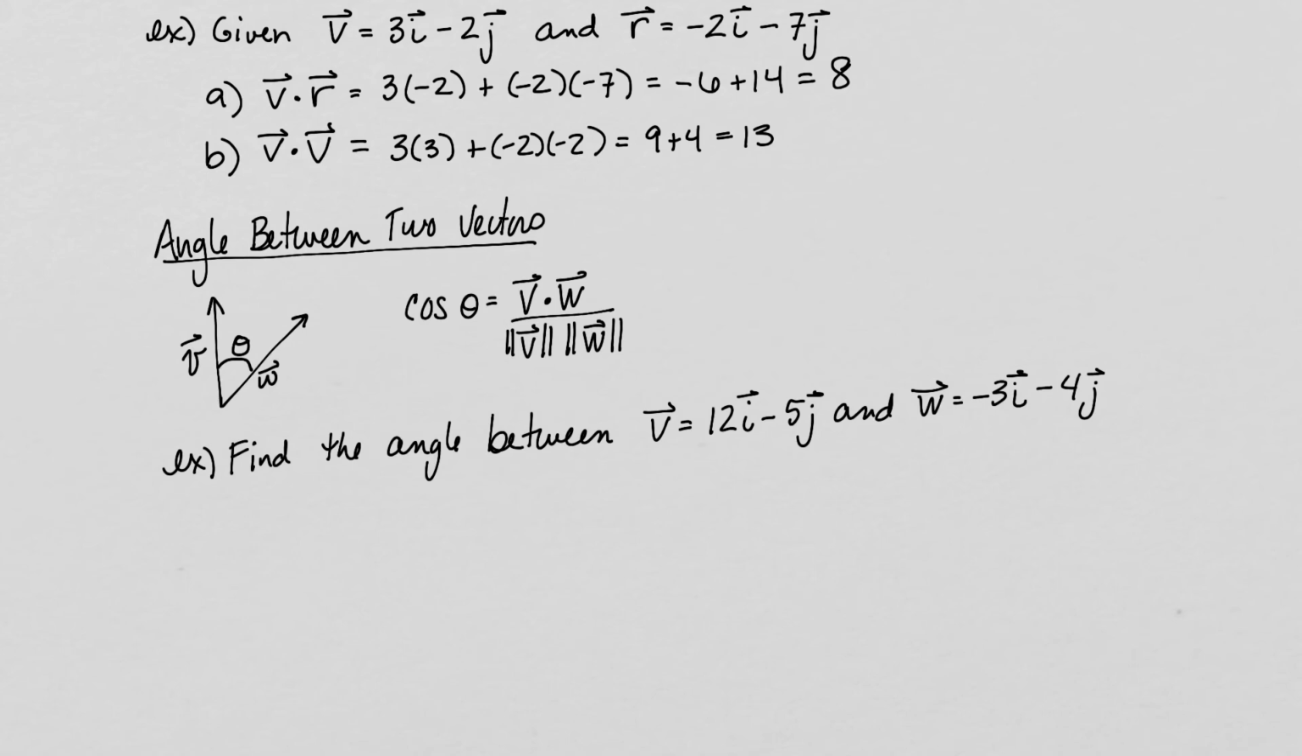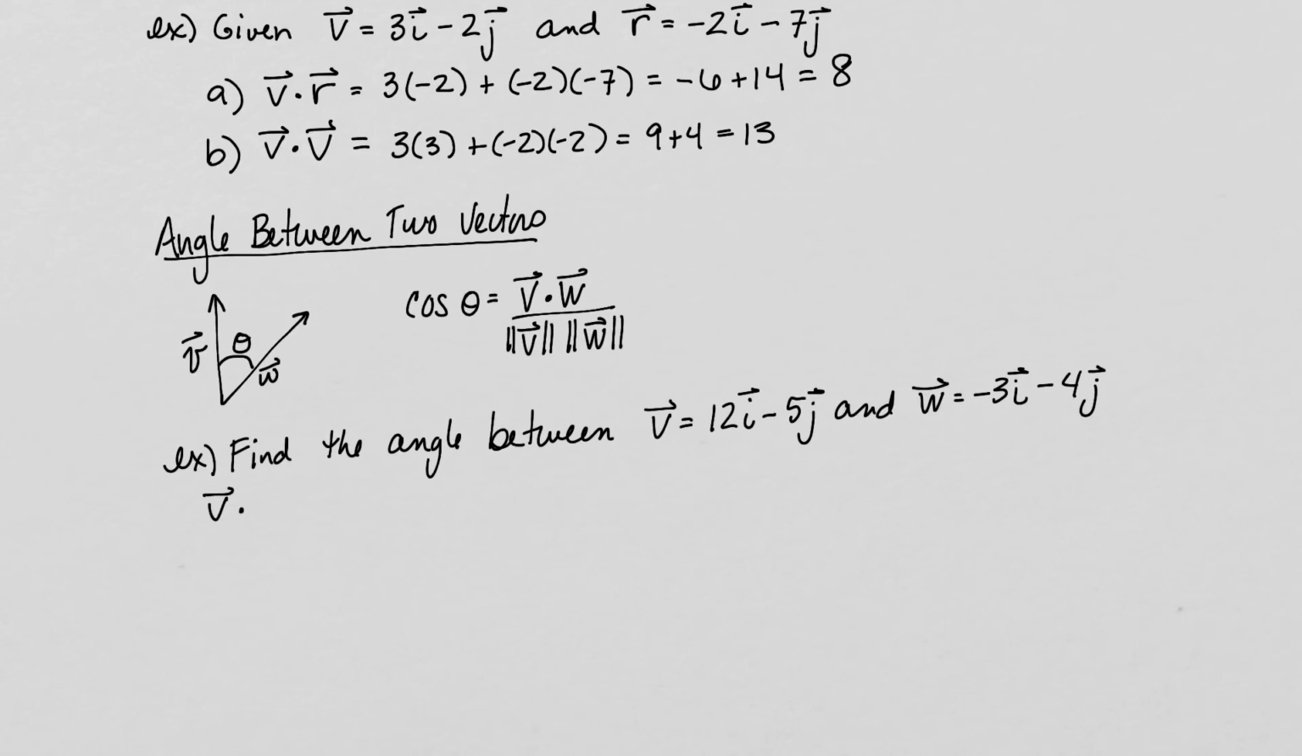So we're just going to plug in, right? To be able to plug in, I need to find some things first. I need to find v dot w. I also need to find the length of v, and I need to find the length of w. So I'm going to do each of those things separately first.